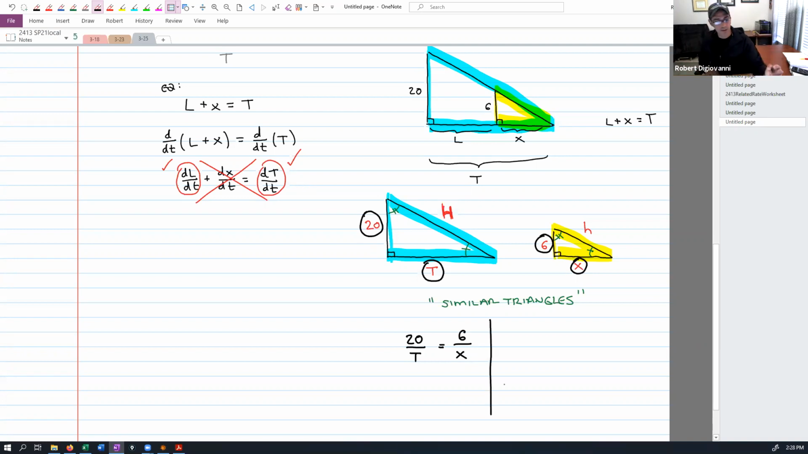Another way we could do it is this. We could have taken the 20 and divided it by the 6, and that should be the same as taking the T and dividing it by this X. Or you could do the X divided by the T must be equal to the 6 divided by the 20. As long as they're corresponding, then you can set up the ratios. So there's several different ratios we could set up. I have set up this black one first: 20 over T equals 6 over X.